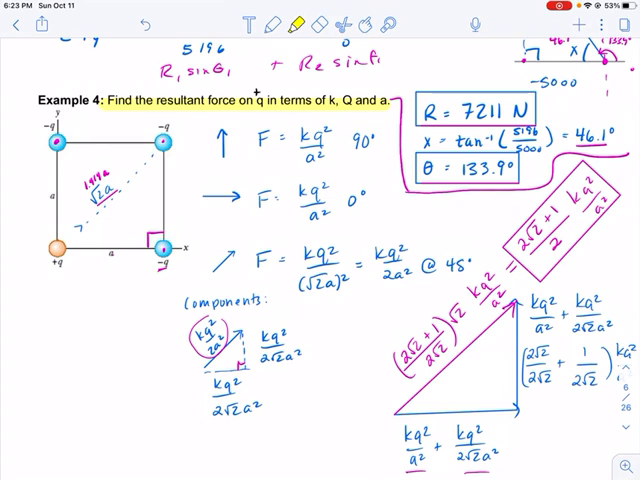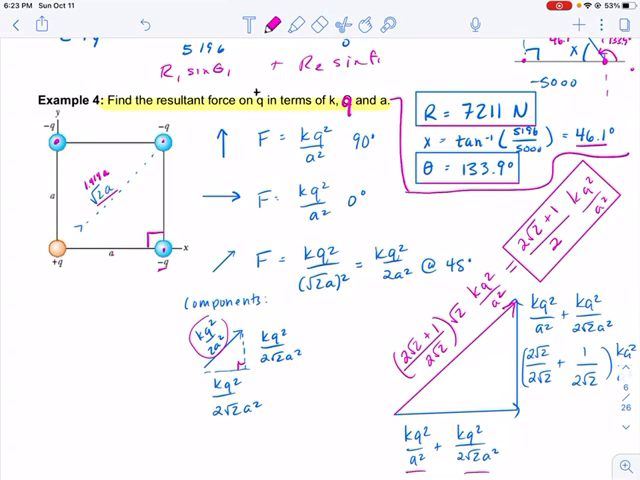Actually, what this should say is find the resultant force on Q. The other Q's are the same amount, but a lowercase q, so I apologize. This is a typo. That should be a lowercase q.